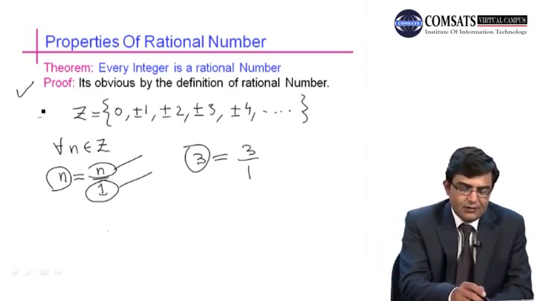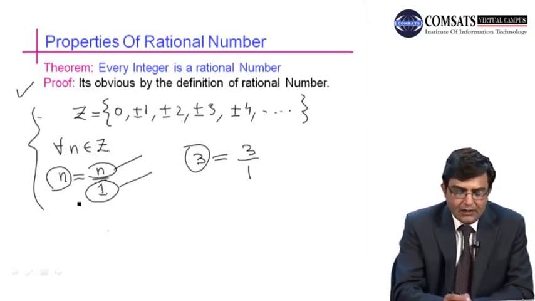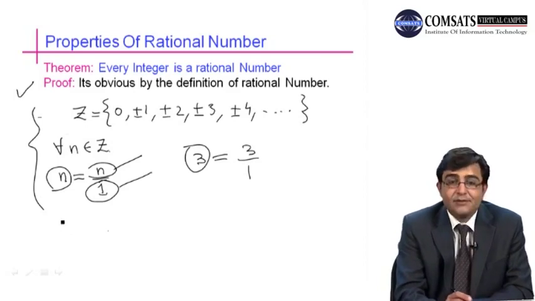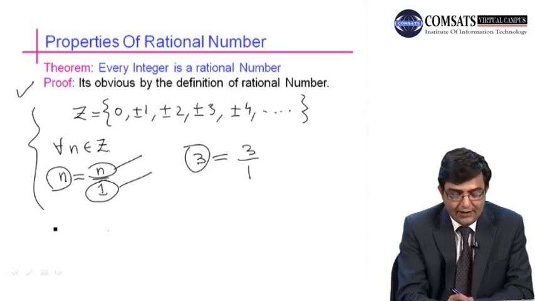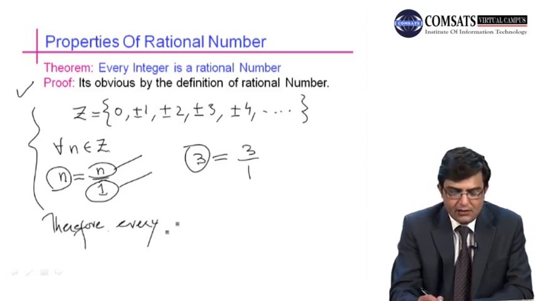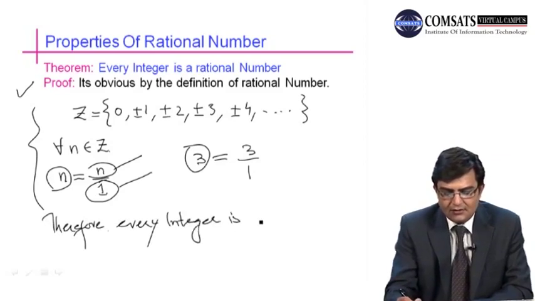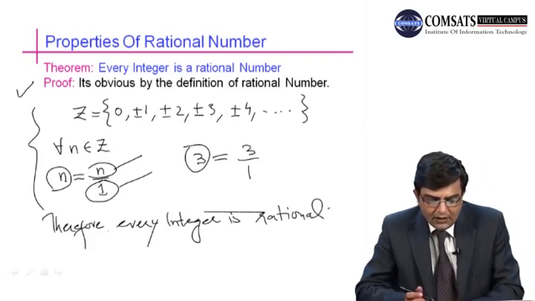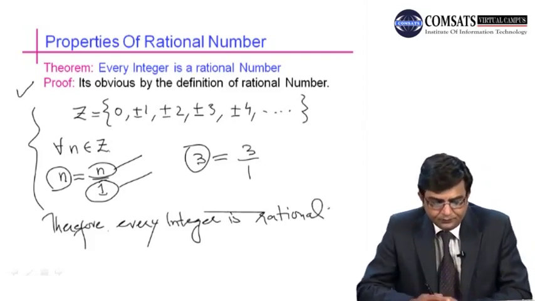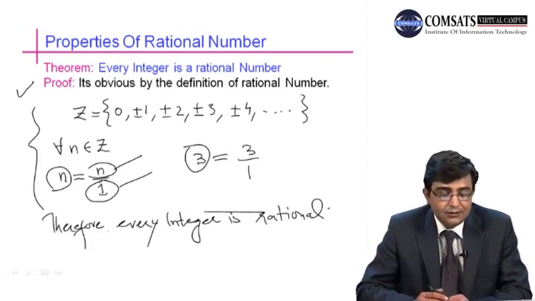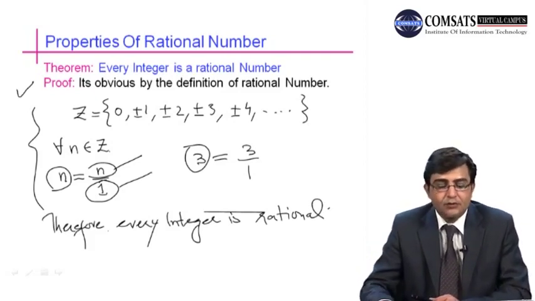Obviously it is sufficient to write these three steps, and at the end we say that therefore every integer is rational. So this theorem, or this statement, has been proved.